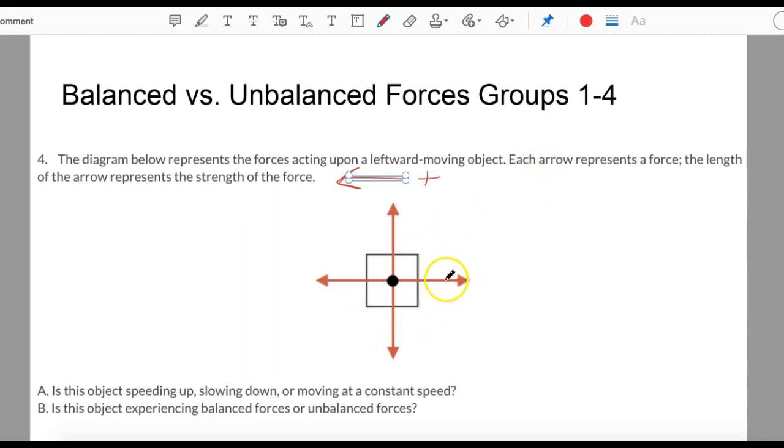We have all these forces here, and the length of the arrow represents the strength of the force. Is this object speeding up, slowing down, or moving at a constant speed? This one is definitely moving at a constant speed. And why? It's because we have balanced forces.